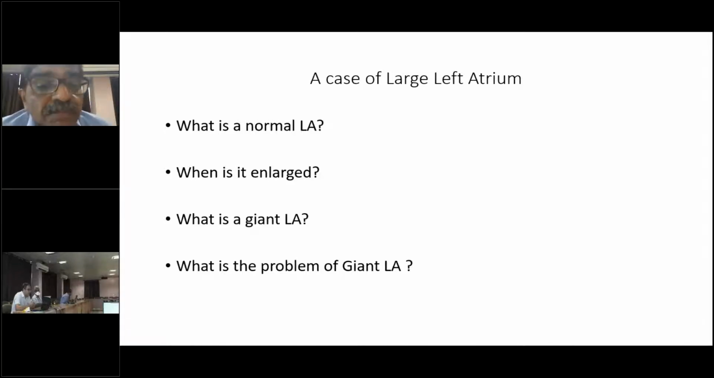So the problems of giant left atrium are that it can compress the nearby structures, or it can cause formation of thrombus inside, and atrial fibrillation, obviously, because the wall becomes extremely thin and enlarged, and the circuits have to take a long time to reach the atrioventricular node. So there will be re-entry of these circuits and atrial fibrillation ensues.